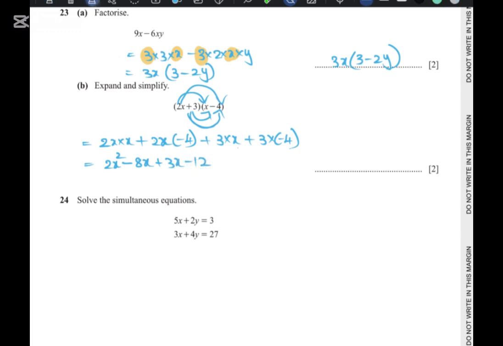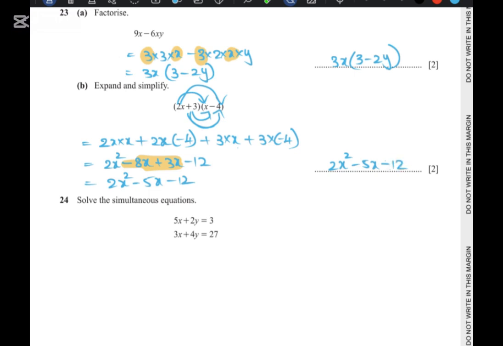You have to add the like terms. These two are like terms. So add them. 2x square minus 8x plus 3x is minus 5x minus 12. So this is expand and simplify. Simplification is also done. So 2x square minus 5x minus 12 is the answer.